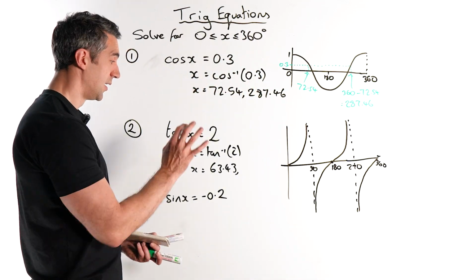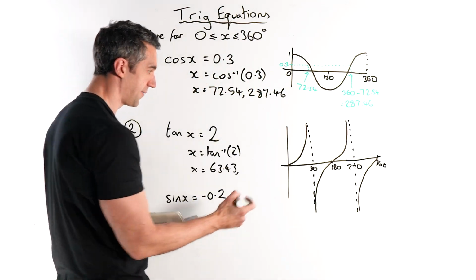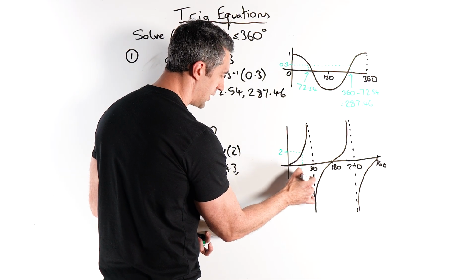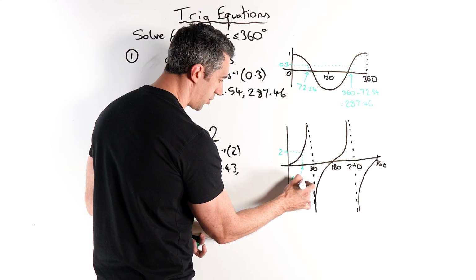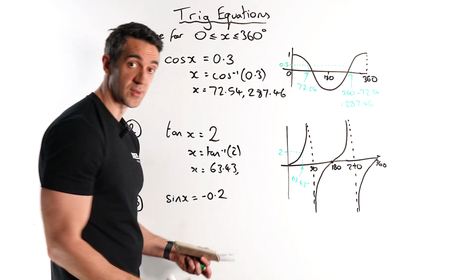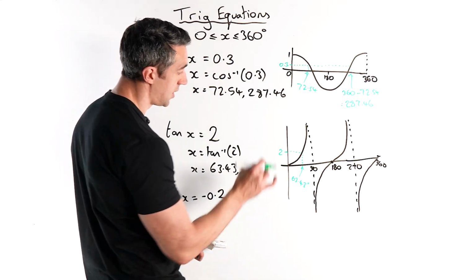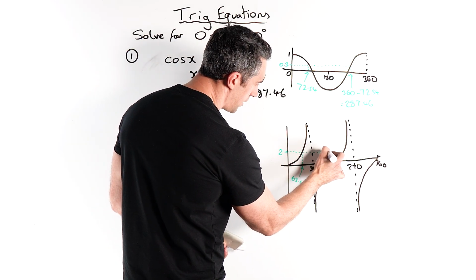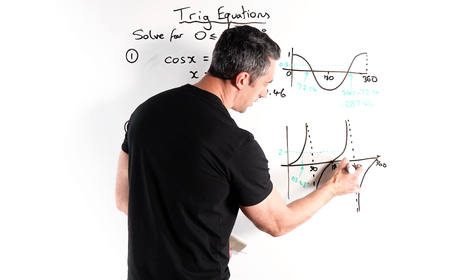So again, I can mark the 2 on my graph and say, well, 2, let's put it somewhere around here, across and down. That is 63.43 degrees. We found that solution, calculator gave it to us. So we're going to trace it across to find where our next one would be, which would be over here.